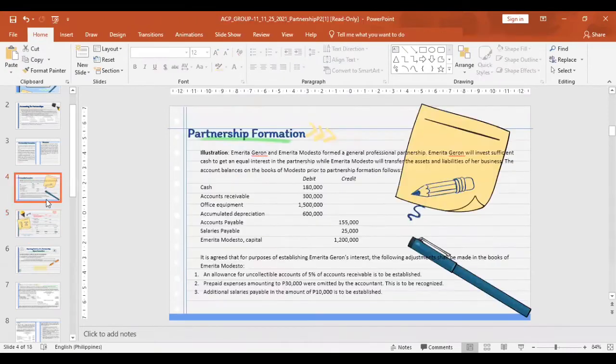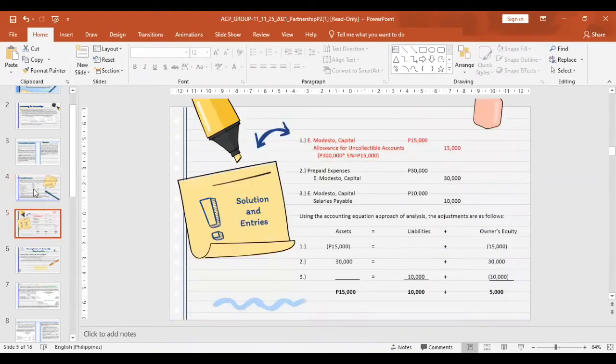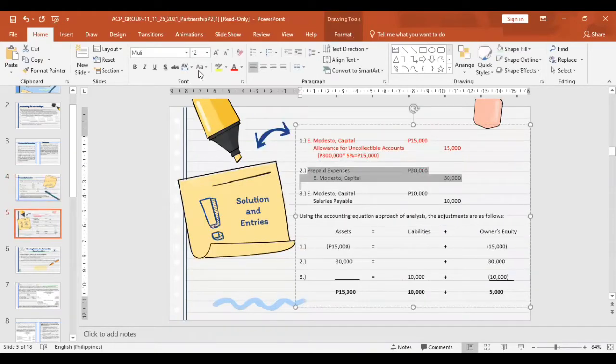Then, next adjustment naman, prepaid expenses amounting to 30,000 were omitted by the accountant. So, this is to be recognized. May expenses daw si Emerita Modesto na hindi na-record. So, i-record din natin yun. Nakalagay naman doon, 30,000. So, i-record din natin yung 30,000. Ayun nga lang, close na yung books mo, so hindi ka na magre-record ng payable, ganun. Diretso mo lang siya sa capital.